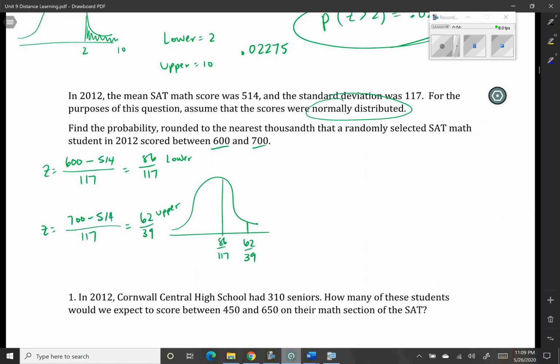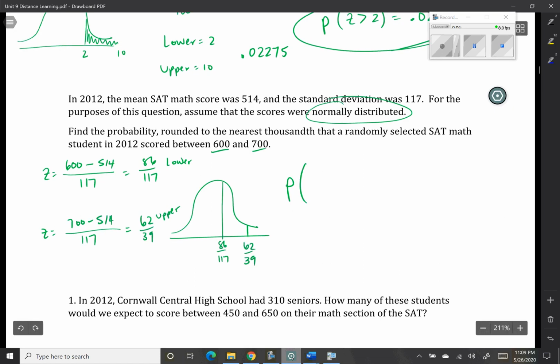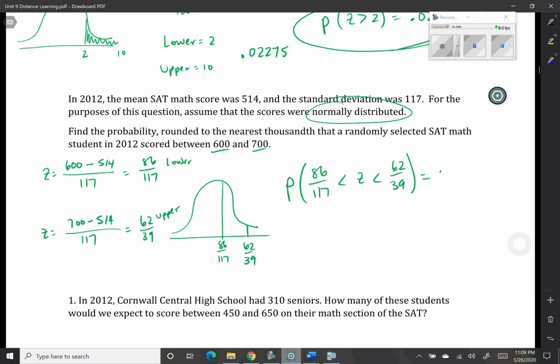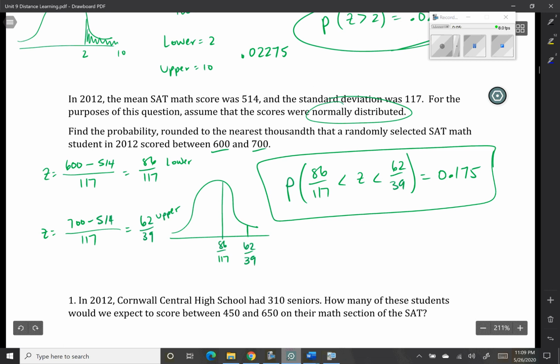So we can say the probability that the z-score is between 86 over 117 and 62 over 39 is, what did we say it was? 0.175. Again, this is just notation that says I want to find the probability that the z-score is between these two numbers.